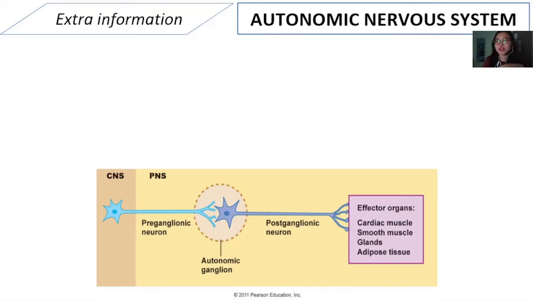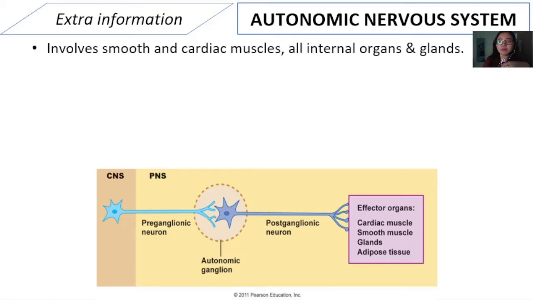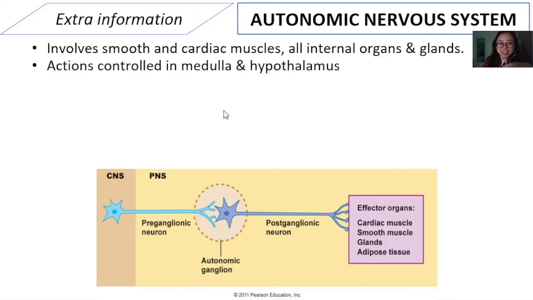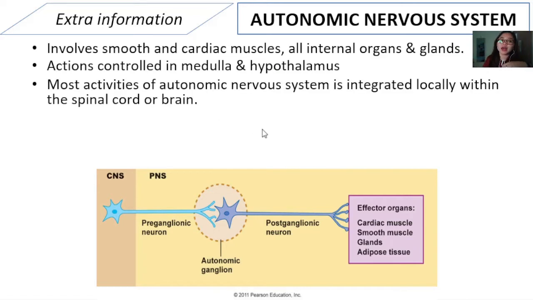Just a little bit more information on the autonomic nervous system. It will involve your smooth and your cardiac muscles, as well as all your internal organs and your glands. These actions will be controlled in the medulla and the hypothalamus regions of the brain. And most activities in our autonomic nervous system is integrated locally within the spinal cord or the brain.